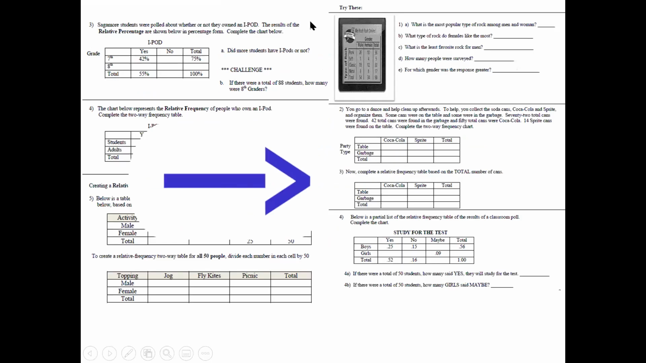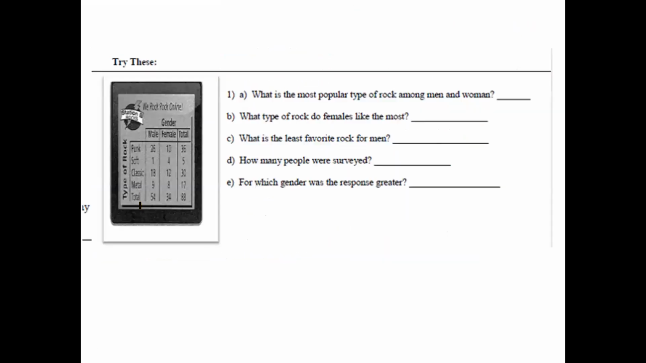Okay, let's take a look at the right side. So here is your table of type of rock. So funk, soft rock, classical, metal, total, male, female, and then total. Go ahead and pause the video and answer the following questions in regards to this.